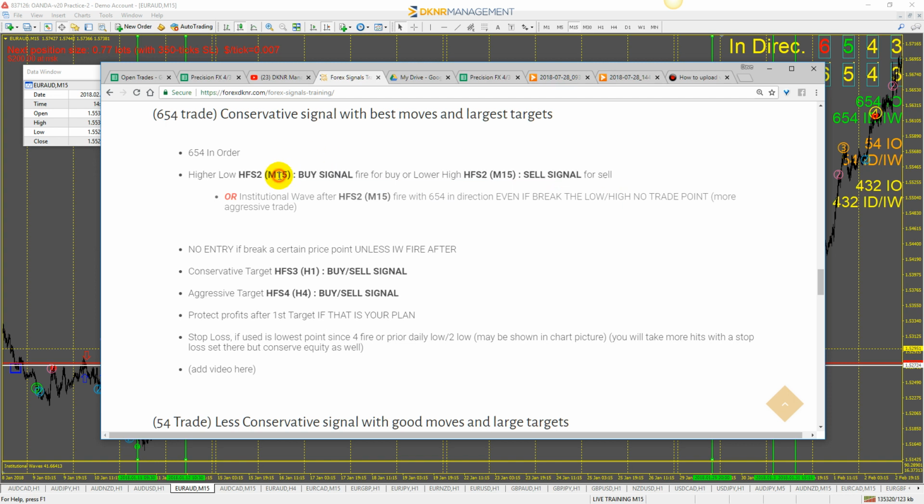If you do not have a higher low or lower high, you can still take a trade, or an institutional wave after the HFS2 fire, with 654 in direction, not order, but direction, even if it breaks the low, high, no trade point. So let me show you about the no trade point and what that means.